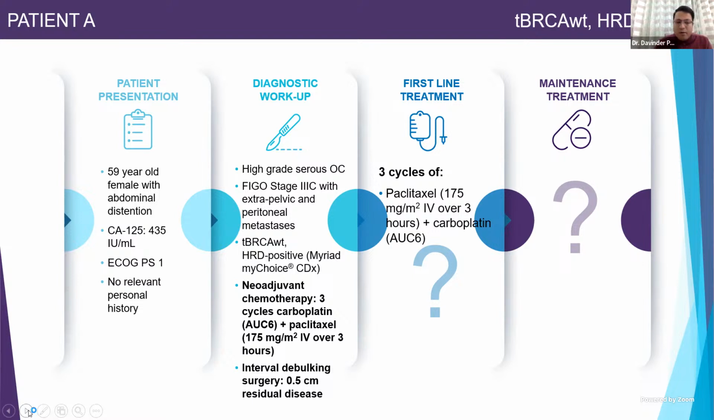Next. Anybody? What should be the ideal maintenance treatment for this patient? She has received paclitaxel, carboplatin, she has not received bevacizumab, and she has turned out to be HRD positive. Anybody? Yes, BRCA wild type, HRD positive, without bevacizumab, the way forward will be olaparib. That's the current standard of care. So I will consider only olaparib in this patient. Anybody who differs? I don't think anybody can negate that. Next slide.